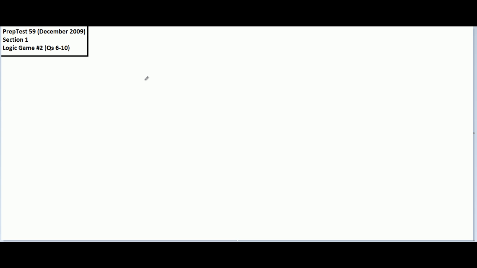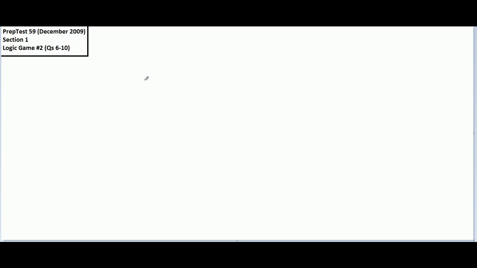This is the second logic game from Section 1 of PrepTest 59, which was administered in December of 2009. So let's go ahead and take a look at the stimulus. It says that a museum curator is rating 7 photographs, F, G, H, I, K, L, and M, on a gallery wall in accordance with the photographer's requirements. The photographs are to be hung along the wall in a row, in 7 positions sequentially numbered from 1st to 7th. The photographer's requirements are as follows.